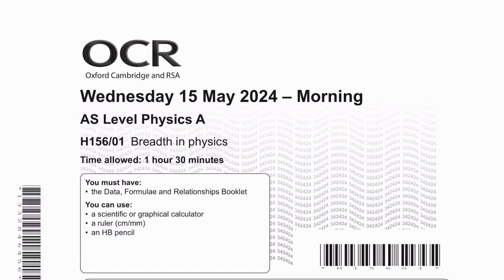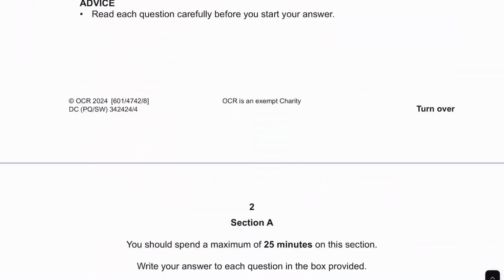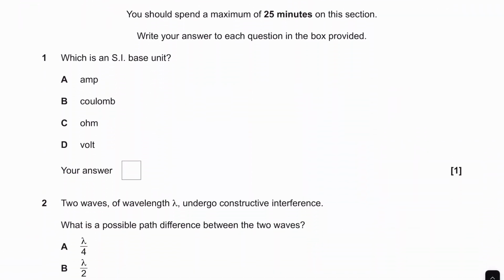I'll be going through the AS paper, Breadth in Physics, of the 2024 exam series. So let's get started with the first multiple choice question. Which is an SI base unit? There are 7 SI base units and amps is one of them, so A is the answer.